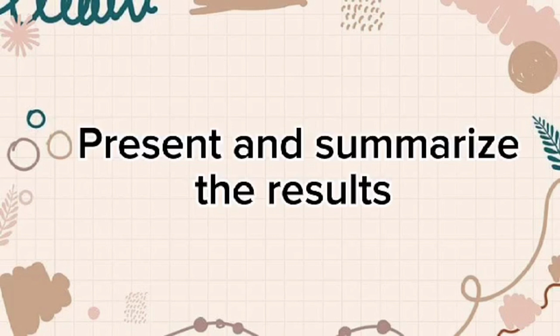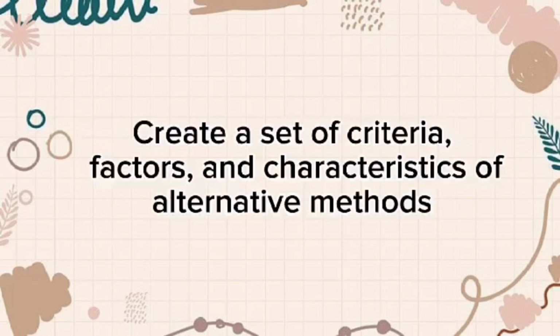Second, present and summarize the results. All necessary information contained in the assessment results are appropriate in order to describe what the learner can do. Third, create a set of criteria, factors, and characteristics for alternative methods. All the possible considerations in selecting the criteria are met.